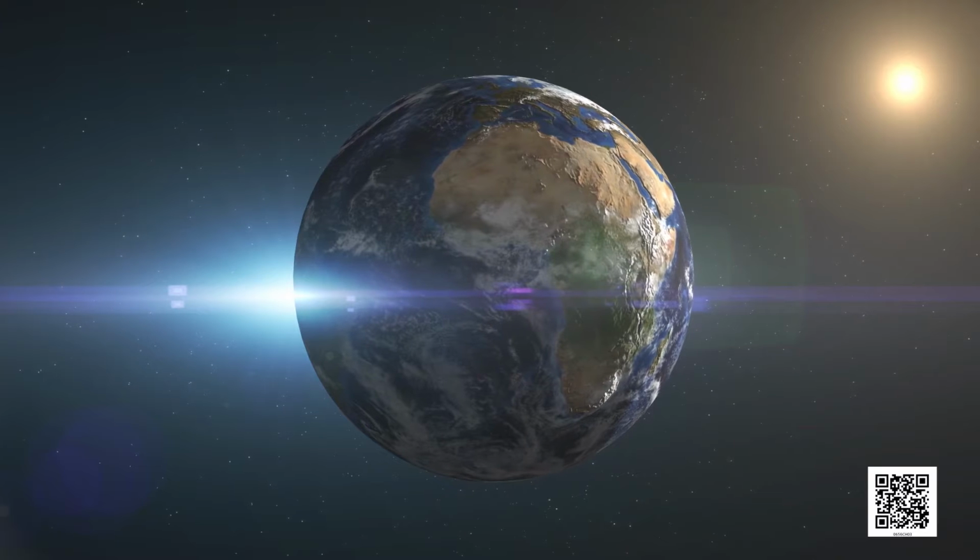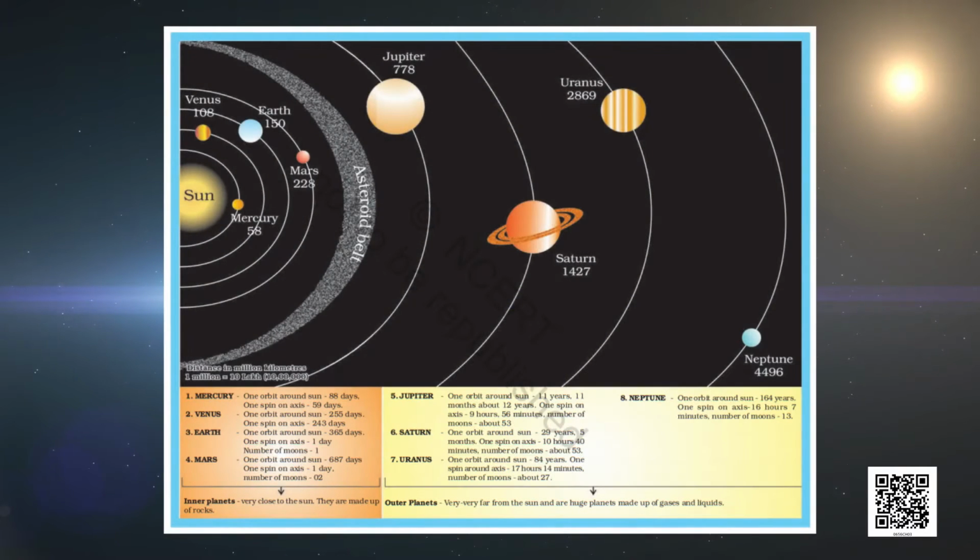Planets. There are 8 planets in our solar system. In order of their distance from the Sun, they are Mercury, Venus, Earth, Mars, Jupiter, Saturn, Uranus and Neptune. The most important and unique planet, Earth.